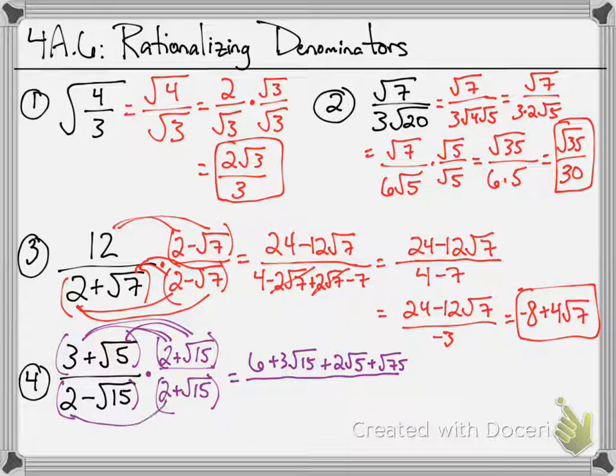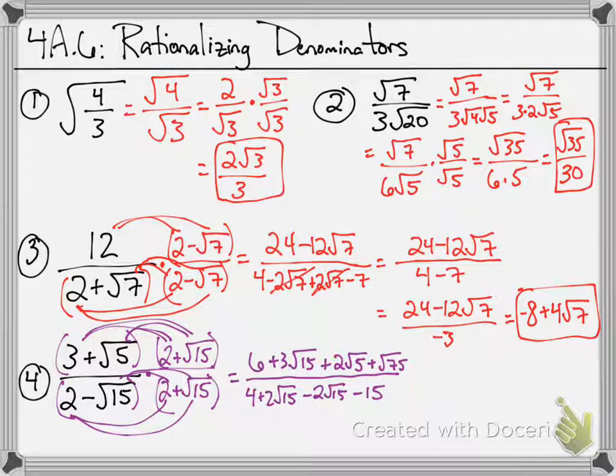Now I'll do the same thing in the bottom. So I'll distribute the 2. So that'll give me 4 plus 2 square root of 15. And then I'll distribute the negative square root of 15. So it'll give me negative 2 square root of 15 and negative 15. Now, from here, I'm just going to simplify as much as I humanly can. So this is going to get kind of messy here just because there's more terms now in our numerator that we have to look at.